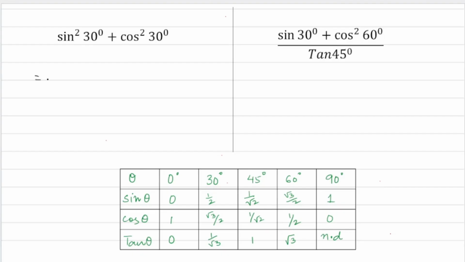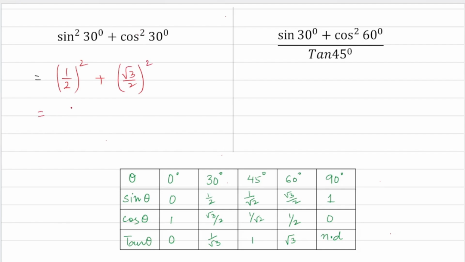So let's get started. Sine square 30 degree. What is sine 30 degree? Let's see over there. Sine 30 is 1/2. So it's 1/2. But can you see this square over there? It means it's half square. Plus cos 30. Cos 30 is root 3 over 2. So this is root 3 over 2 and whole square because I can see this square over there.